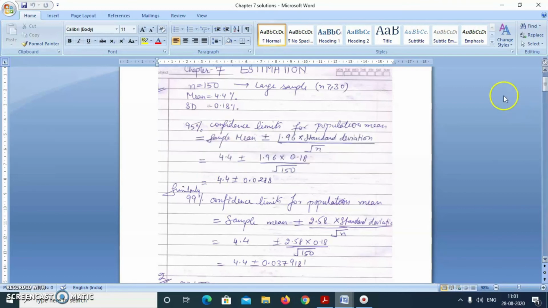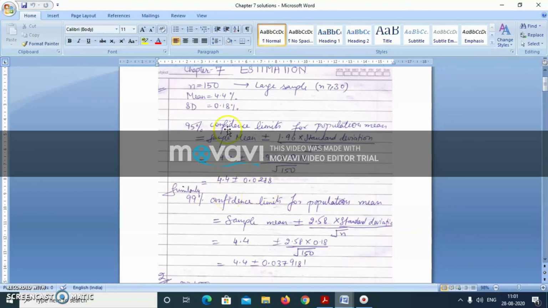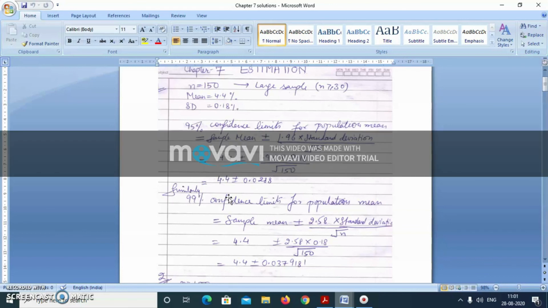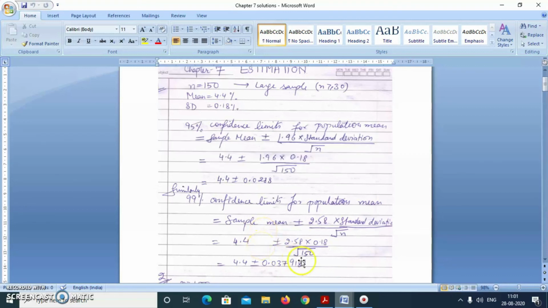Now we can see here: sample mean plus minus 1.96 into standard deviation upon root n. We'll put in the values and calculate this range. What we are doing here is, we are given the sample mean and sample standard deviation, and we are trying to estimate the confidence limits of the population mean. That means we are 95% sure that the population mean will lie between 4.4 plus minus 0.0288, where this is the error term. So this is one example of interval estimation.